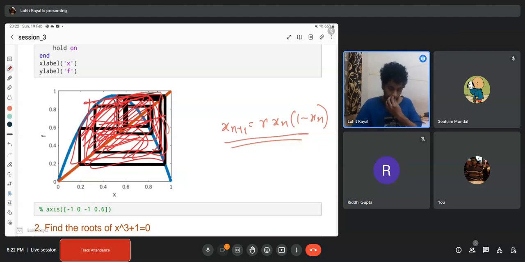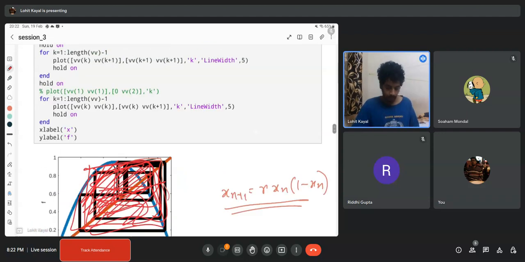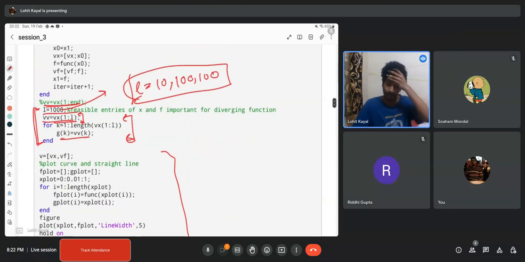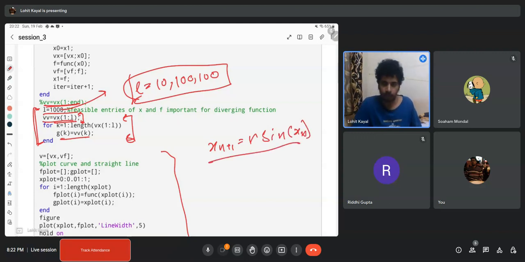Now, I will share the code with you, and you can try it. You can change it with another function. You can play with the value of r. One function can be r times sine of xn. You can try it. Probably you will see a similar kind of behavior. I'm not sure.